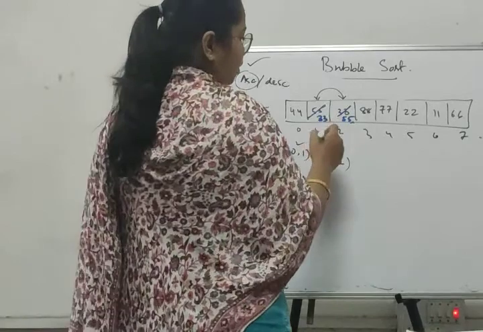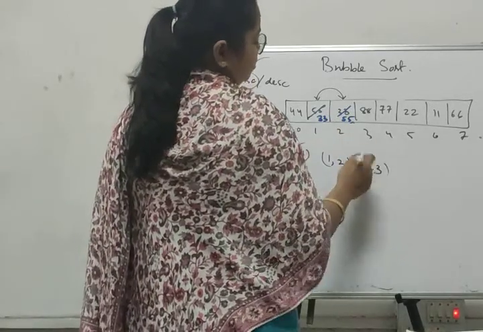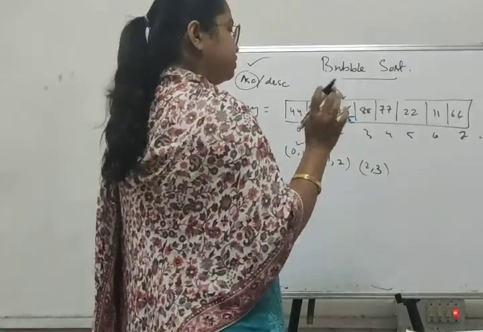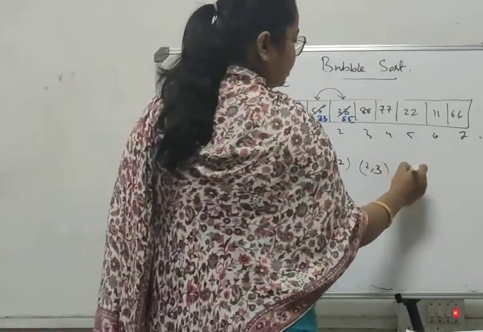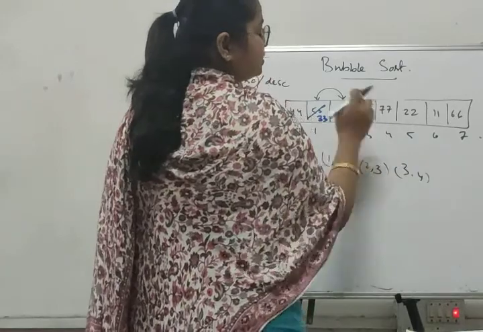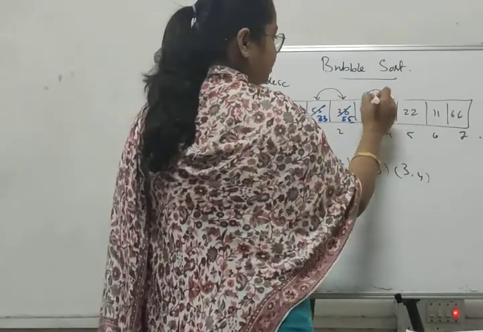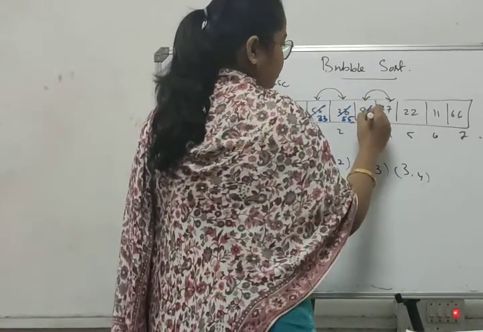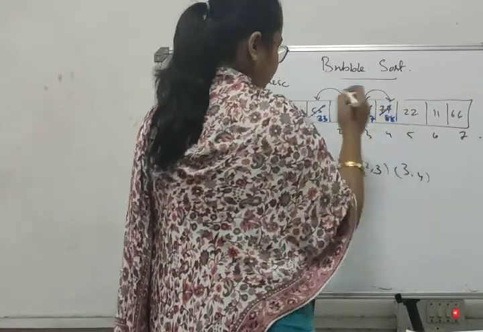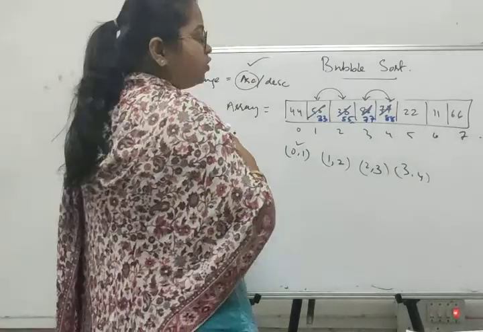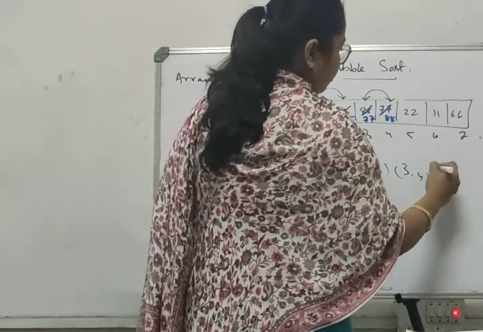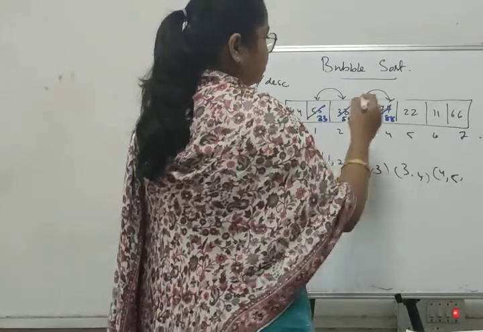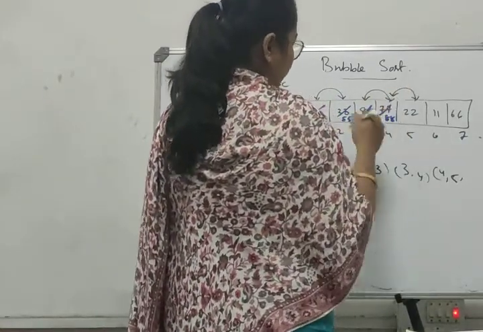Now again, 2 and 3 are checked. 55, 88. Is it conflicting? No, it's fine. Then 3 and 4. 88, 77. Is it conflicting? Yes, it is conflicting. 77 must come before 88. So 77, this is 88. Again you have to check 4 and 5 now, side by side pairs. 88, 22. Is it conflicting? Yes, it is conflicting. So again we have to swap.